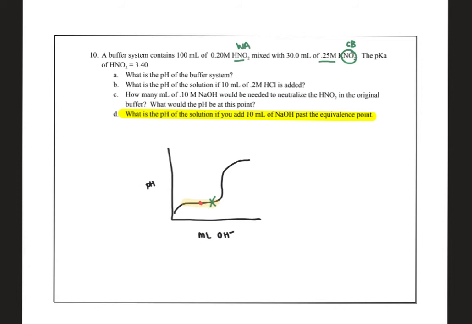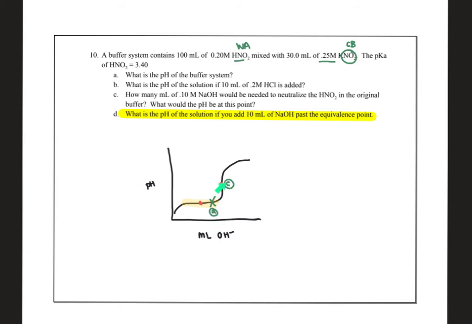In the last problem, we figured out how much NaOH is needed to get to the equivalence point. Okay, so we figured out, I guess we could say that we found the pH at letter A here. And then for letter C, we found the pH at the equivalence point. We figured out exactly how much sodium hydroxide, the volume to add, and we found the pH.